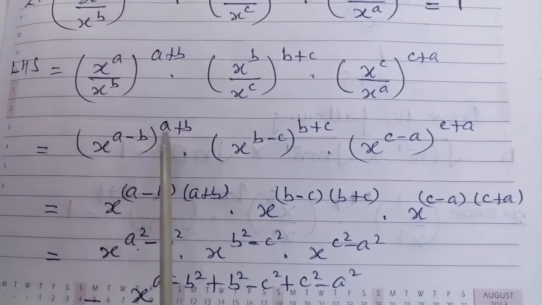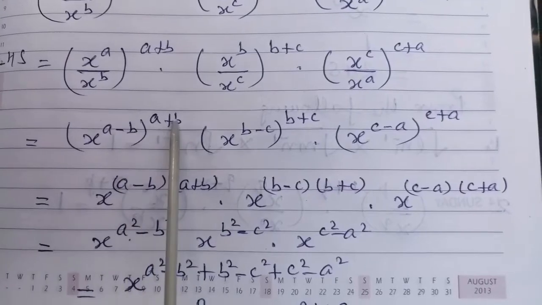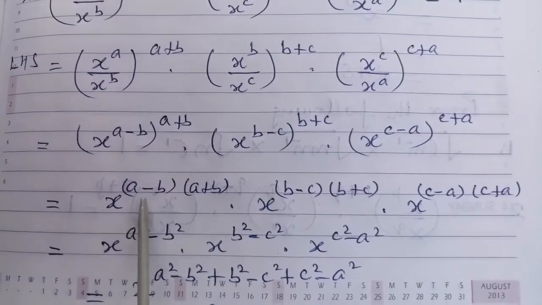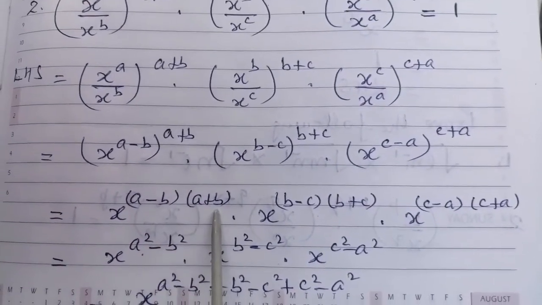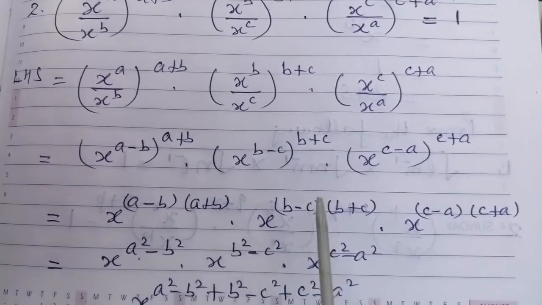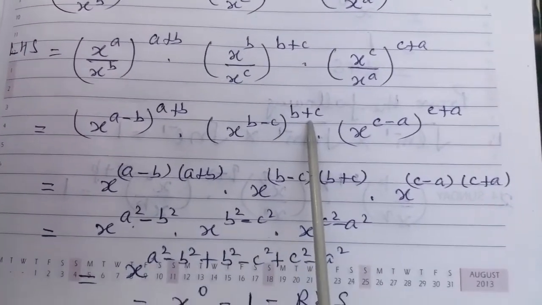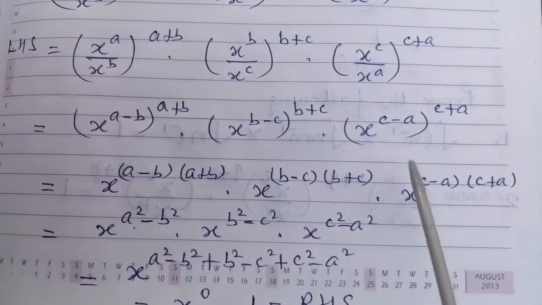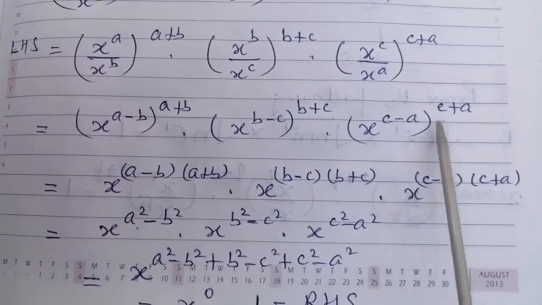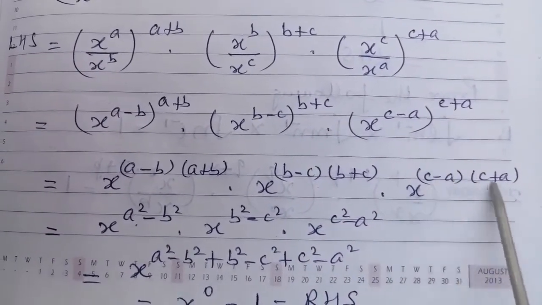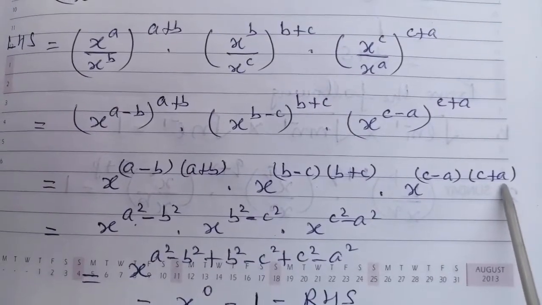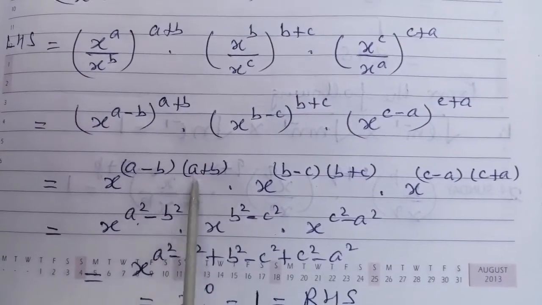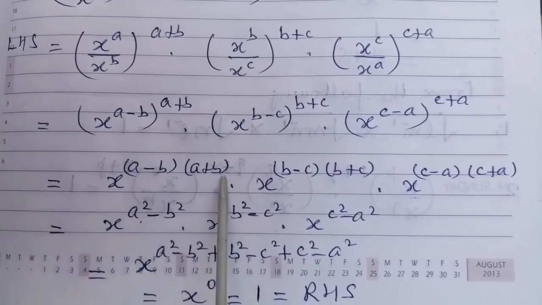Now because you have power raised to power, so powers will get multiplied. So you have x raised to power a minus b into a plus b multiplied by x raised to power b minus c into b plus c multiplied by x raised to power c minus a into c plus a. Power raised to power, so we have multiplied the powers. Now here what is a minus b into a plus b is a square minus b square.